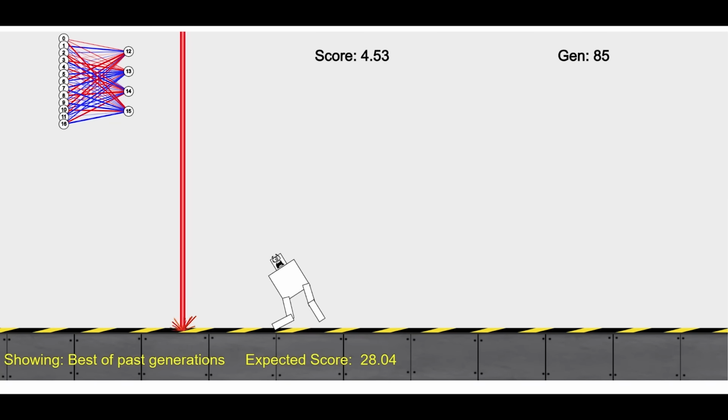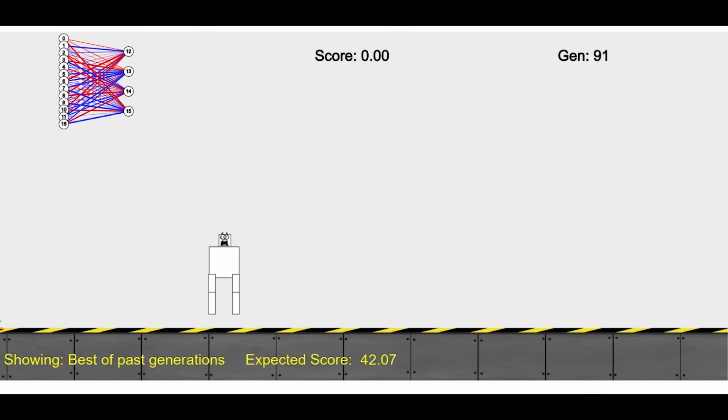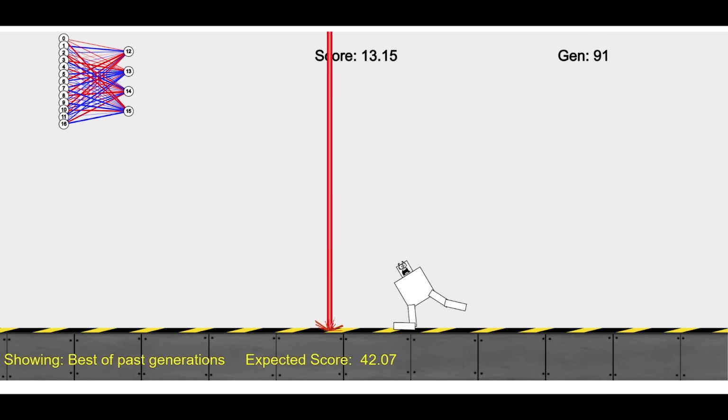However, after generation 85, nature finds a way. Look at him go, and he's dead. But now that they've figured out running on their feet is much faster, they start making progress really quickly.